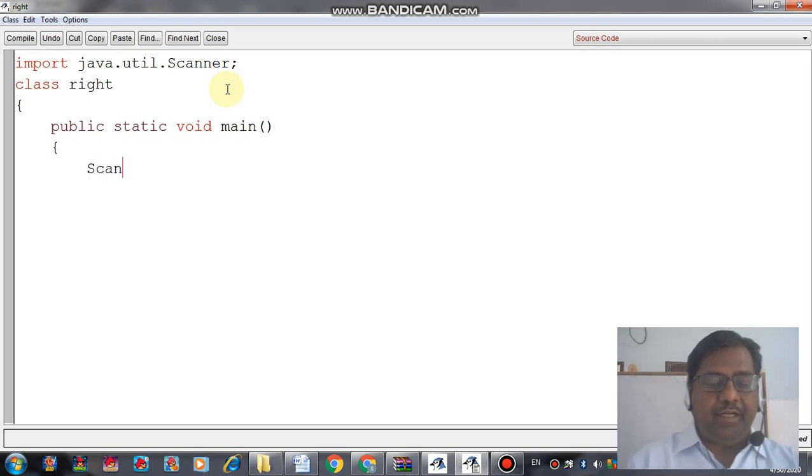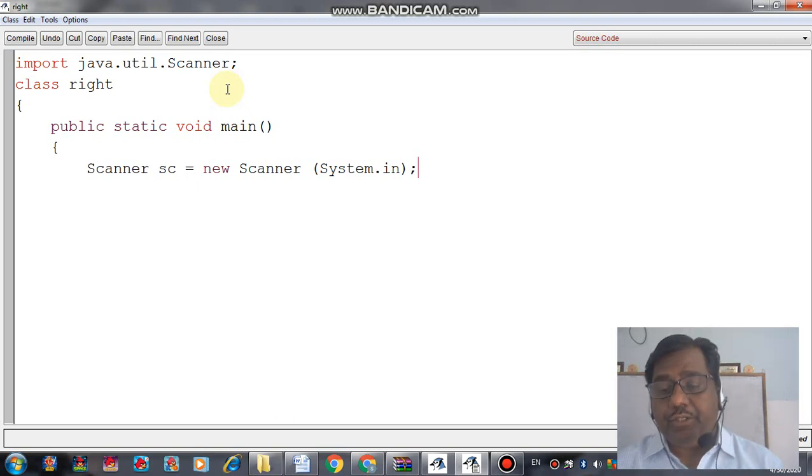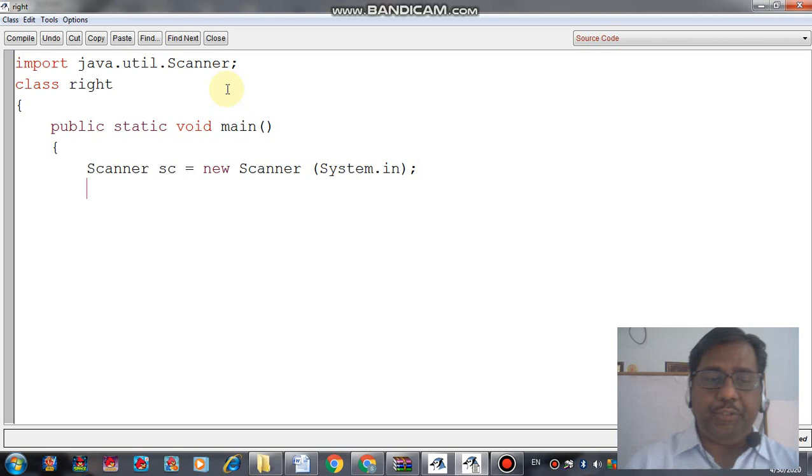The first line that you are supposed to write is Scanner sc = new Scanner, and within the bracket you will write System.in. This is the line you write since you are supposed to take the value from the user. Why? Because you have to take the value from the user.